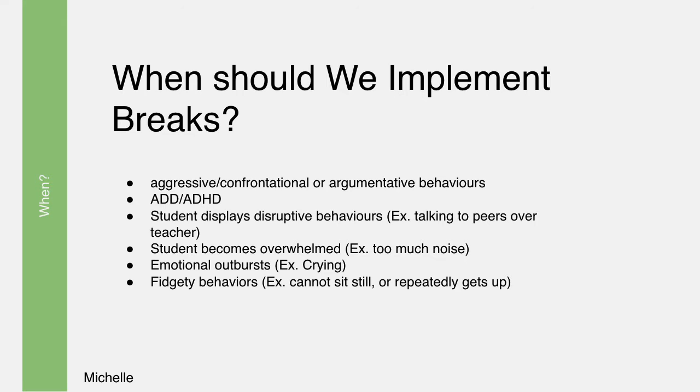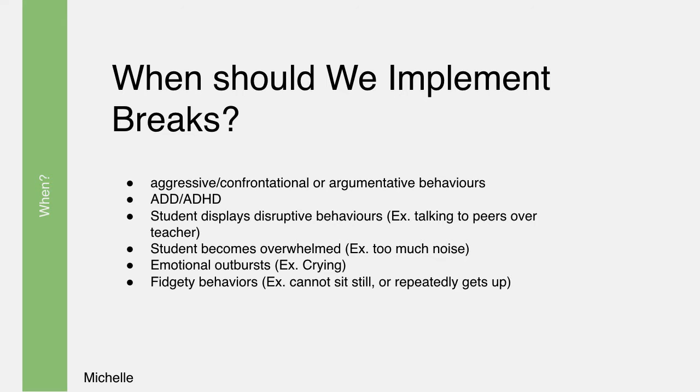Another thing to look for is if a student is becoming overwhelmed. For example, if there's too much stimulus, too much noise in the classroom or in other areas of the school, like the cafeteria. Emotional outbursts. So this can also be aggression, like a really angry child, or it could be just a child who is in tears and crying, and also fidgety behaviors. So can't really sit still, needs to repeatedly get up and move around the classroom constantly. Again, very hyperactive student, has difficulty staying in one place.